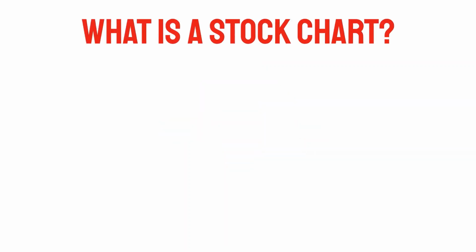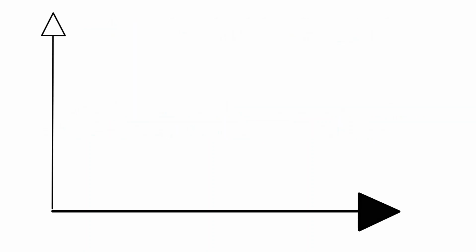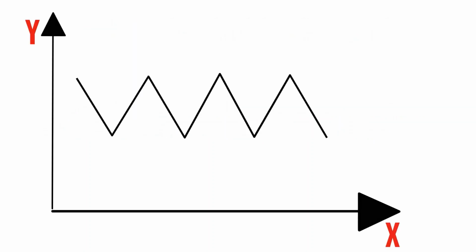What is a stock chart? A chart is a graphical representation of the price of a stock over a certain period of time. In the graphical chart, the x-axis represents the time period, and the y-axis represents the price movement. The time period can vary from a few minutes to even months or years.